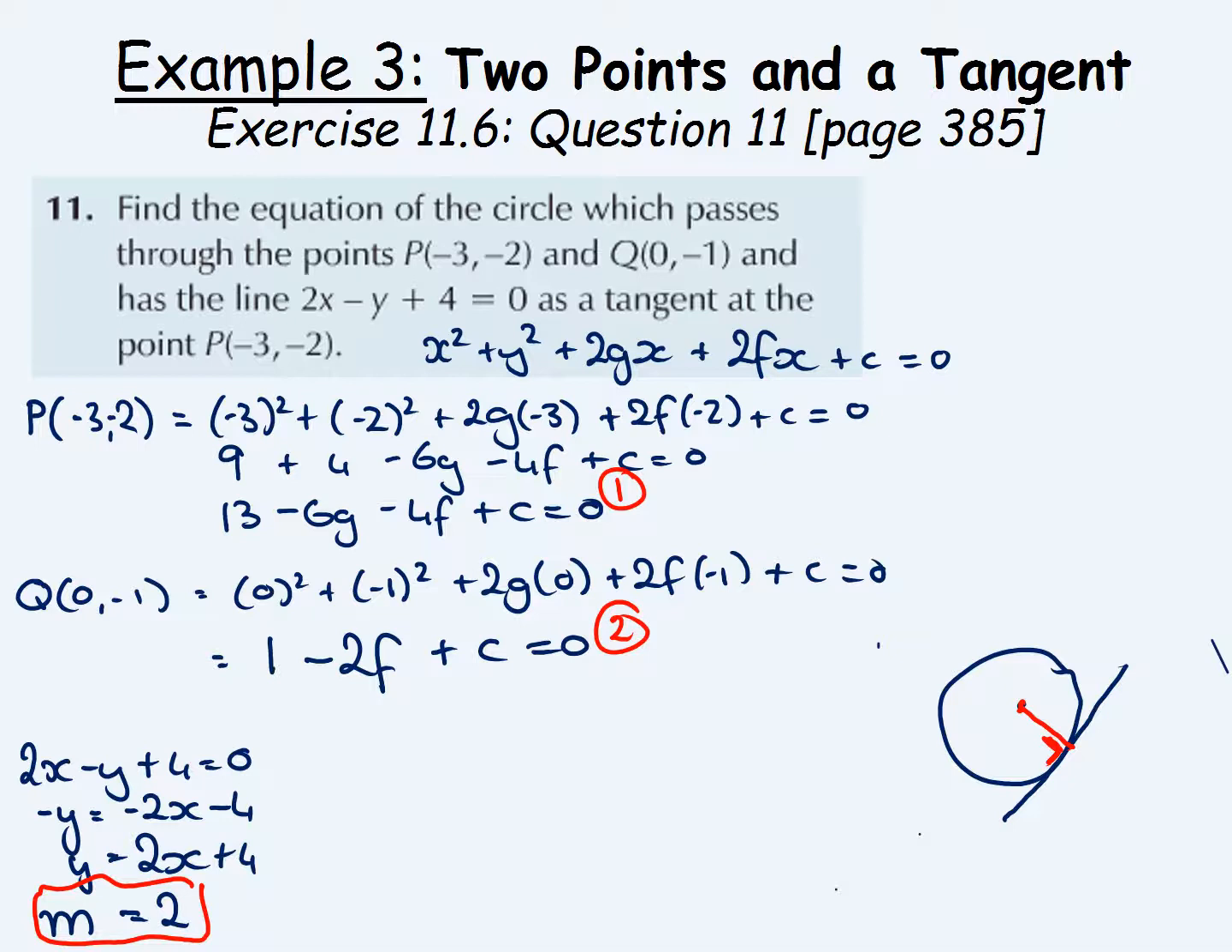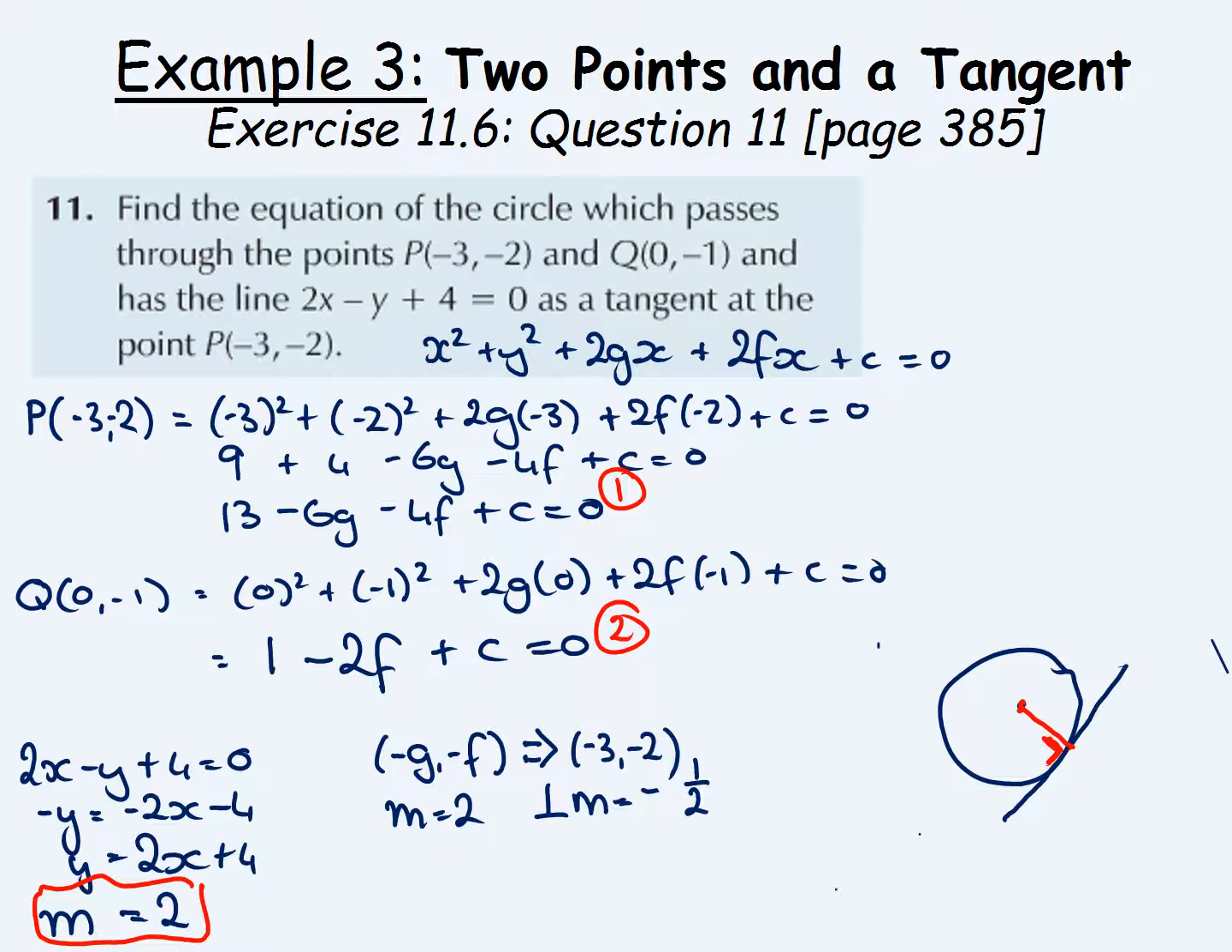Therefore, the slope from the center point, which we don't know, but we're going to say is minus g, minus f, to the point at the tangent, so minus 3, minus 2, should be the perpendicular slope here. So if the first slope m is equal to 2, then the perpendicular slope is the opposite reciprocal, which means we flip it and we change the sign, which is minus a half.